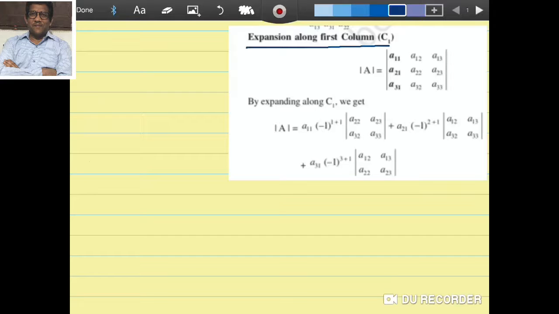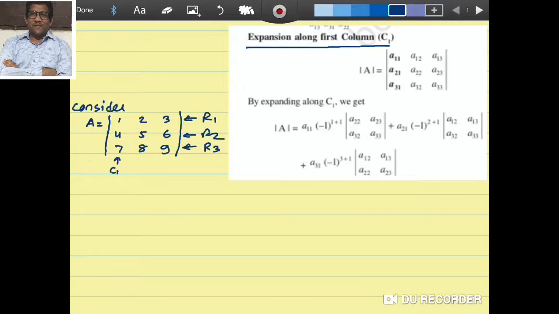We follow the same procedure as expanding the determinant along row 1. Here, instead of taking the elements of row 1, we take the elements of column 1. We discuss this through an example. Consider row 1, row 2, row 3, column 1, column 2, column 3.